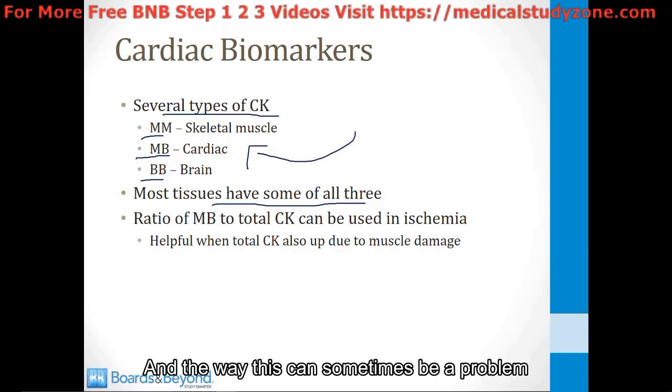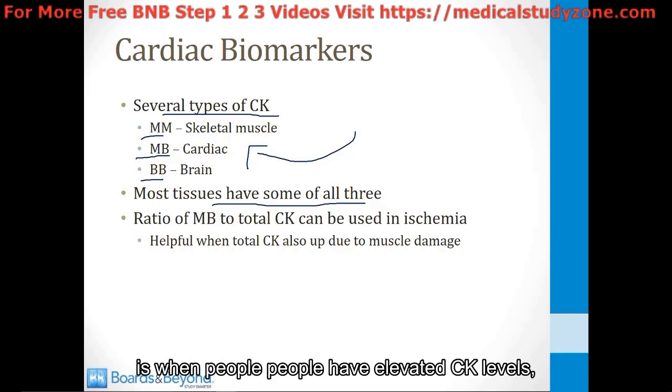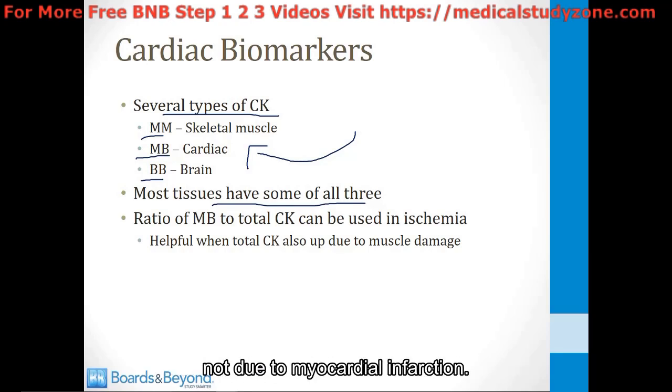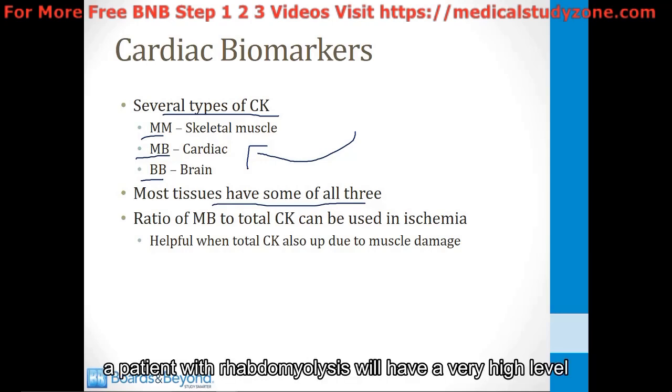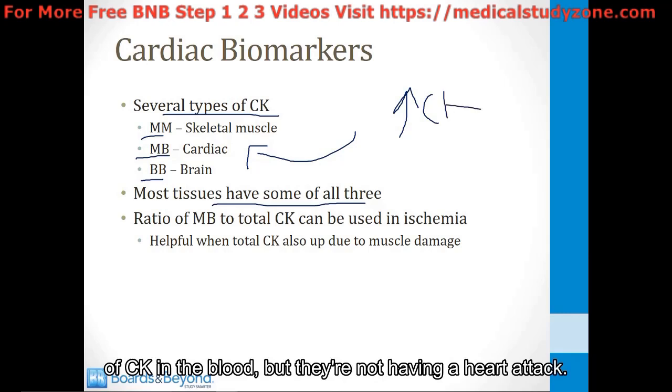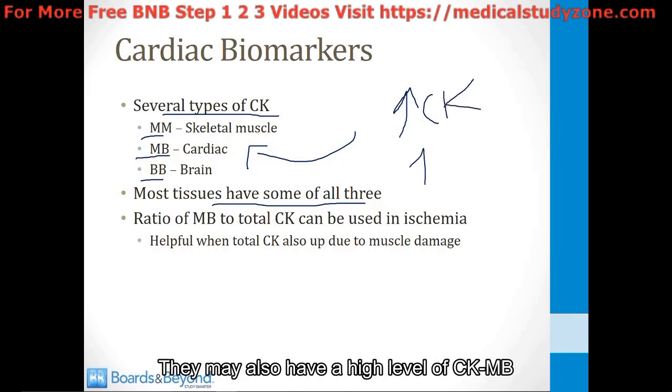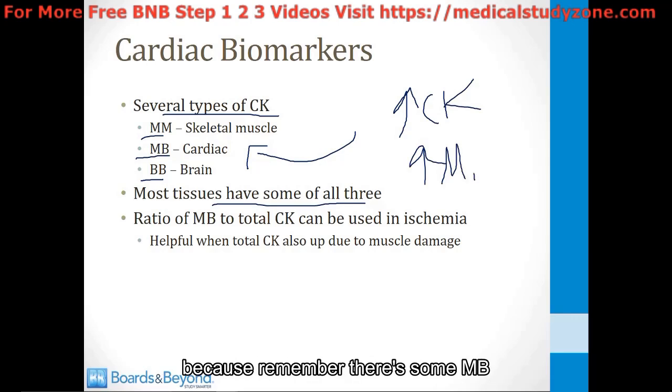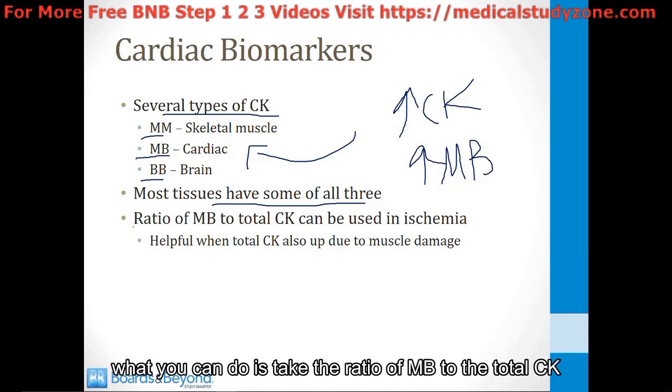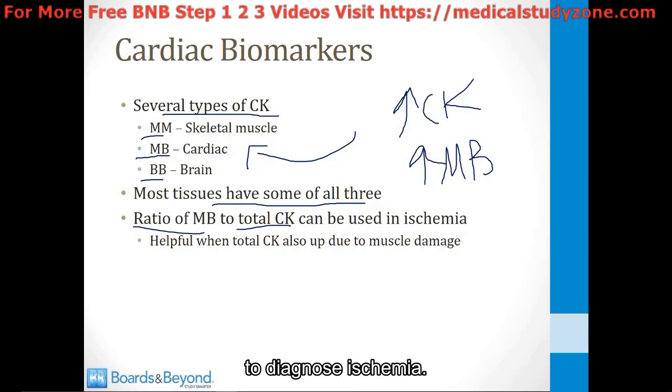And the way this can sometimes be a problem is when people have elevated CK levels not due to myocardial infarction. So for example, a patient with rhabdomyolysis will have a very high level of CK in the blood, but they're not having a heart attack. They may also have a high level of CKMB, because remember, there's some MB found in skeletal muscle cells. It's just not the predominant type. So in these situations, what you can do is take the ratio of MB to the total CK to diagnose ischemia.